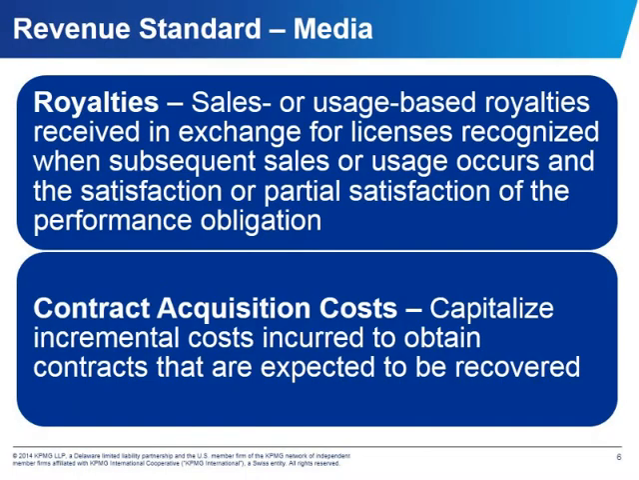The next item I would like to discuss is sales or usage-based royalties on licenses of intellectual property. Under the new standard, you would recognize revenue at the later of when the subsequent sales or usage occurs, or the satisfaction or partial satisfaction of a performance obligation to which the royalty relates. So let me ask you something. Does that requirement apply to sales of intellectual property when the license of intellectual property is embedded in other goods?